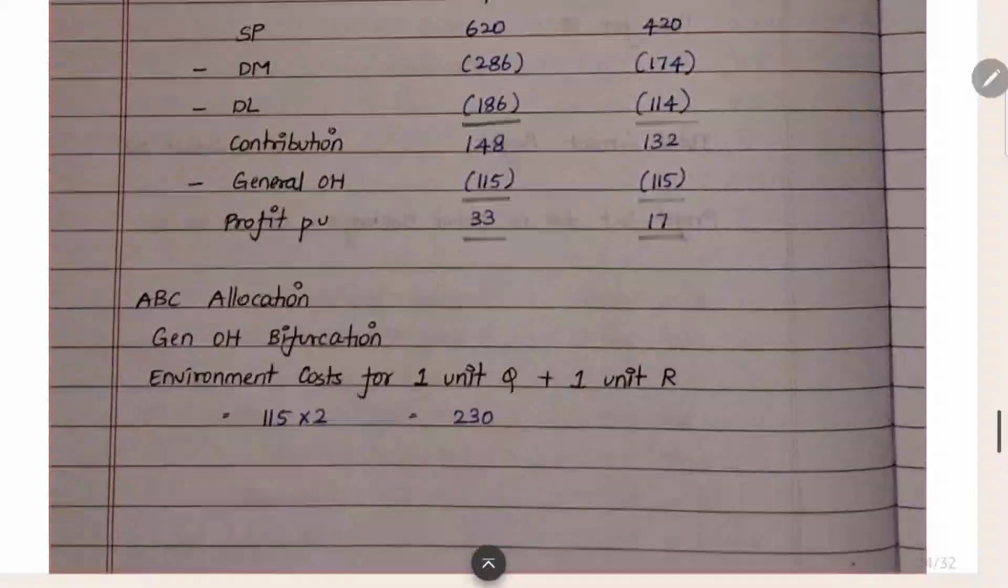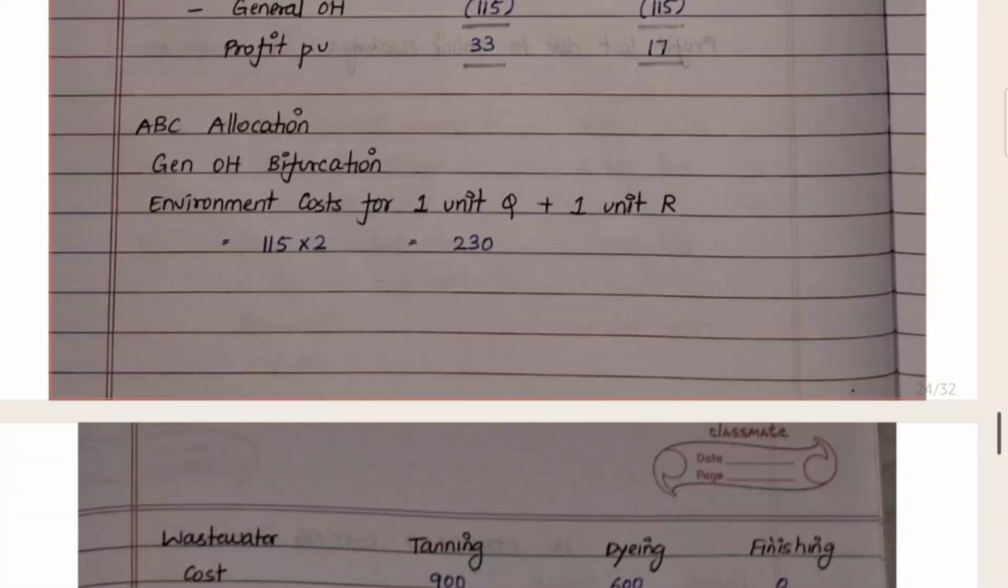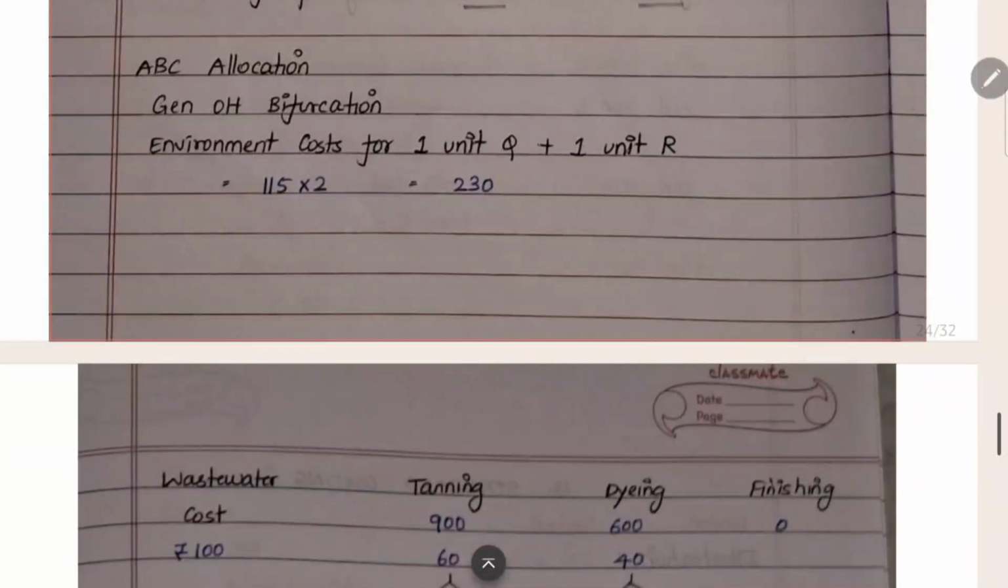Now we have to find out the profitability as per the activity based costing allocation. This general overhead is 115 rupees per unit. This is for one unit of either Q or R. For one unit, this is 115. Now we have to apportion it between Q and R.